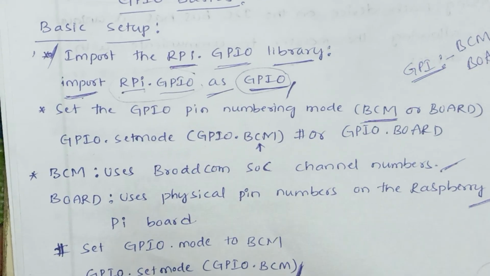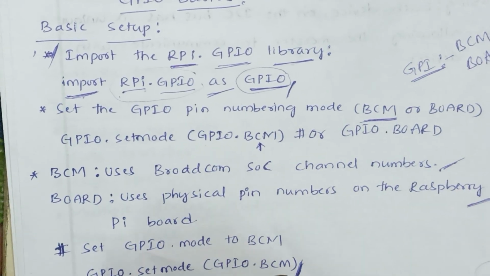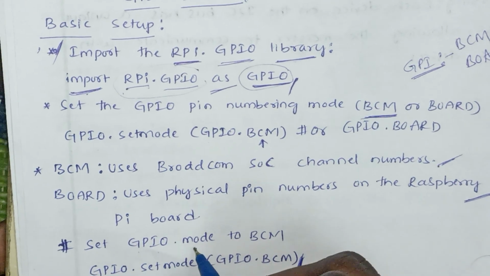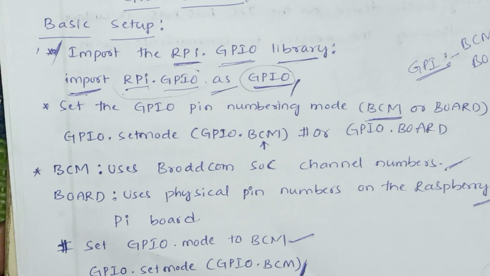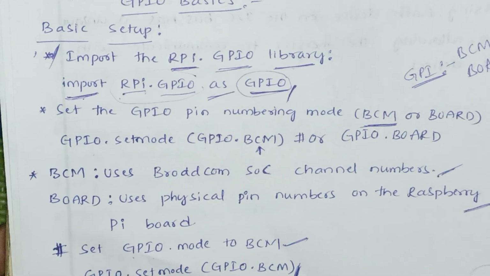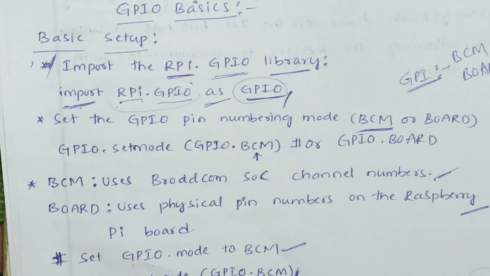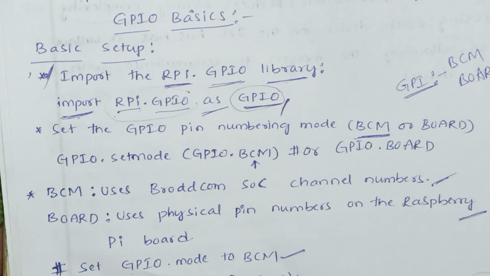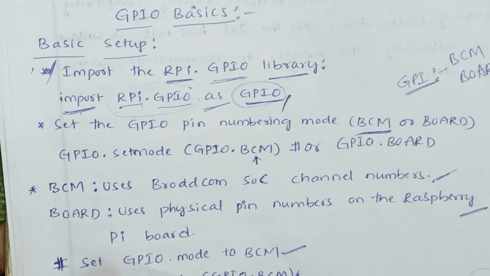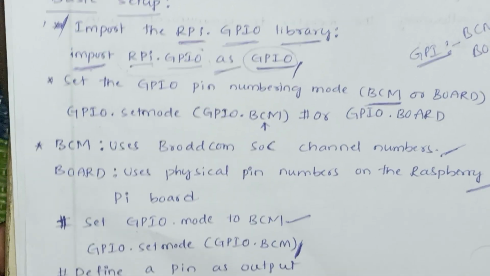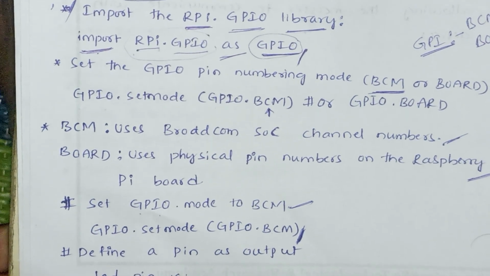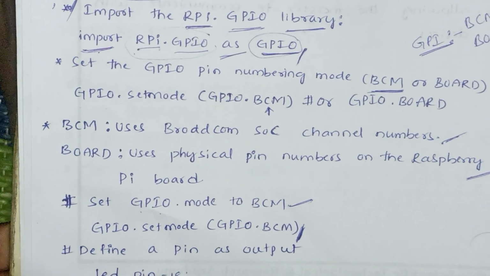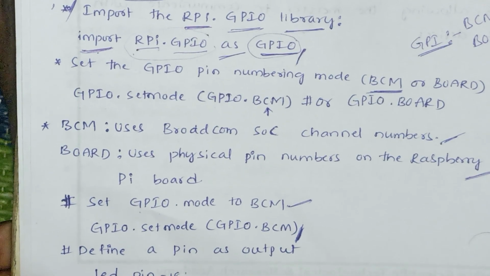Next, set GPIO.setmode to the BCM. So we are setting, and set, get, post, these are all different operations. What are we setting? GPIO mode to the BCM. GPIO mode is nothing but a GPIO number is set to the BCM, that is nothing but the number.